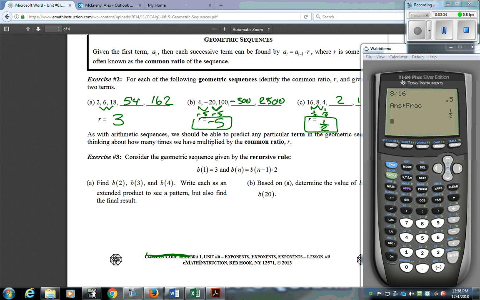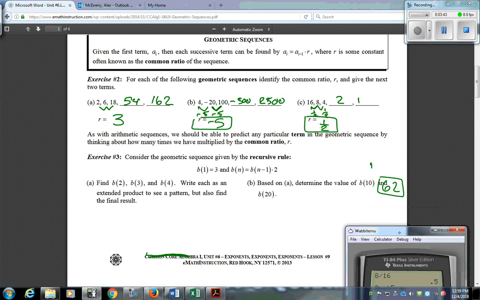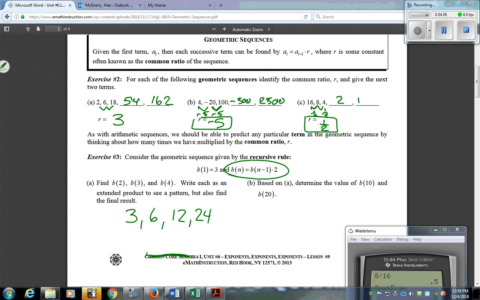Now moving on from there, if you take a look at exercise 3, we're going to do something similar to what we did in exercise 1. They want us to find the second, third, and fourth terms. They tell us the first term is 3, and our rule for the next term is the last term times 2. So the first term is 3, 3 times 2 would be 6, 6 times 2 would be 12, 12 times 2 is 24. So we are multiplying by 2 every time.